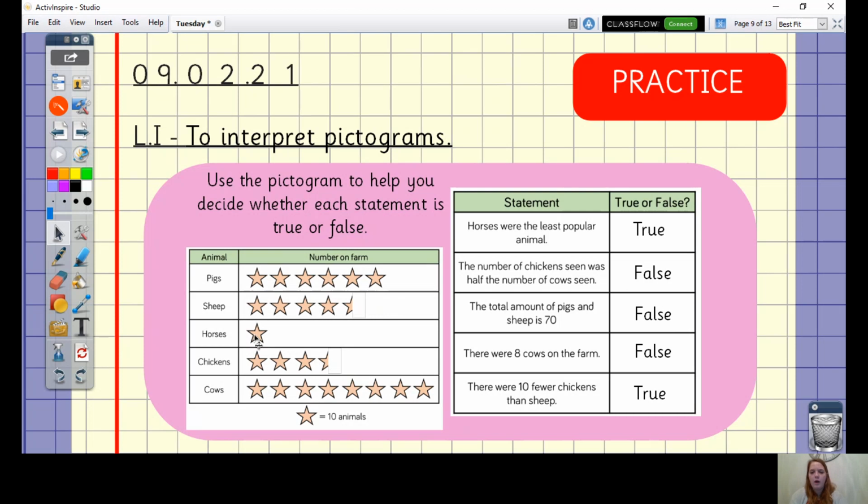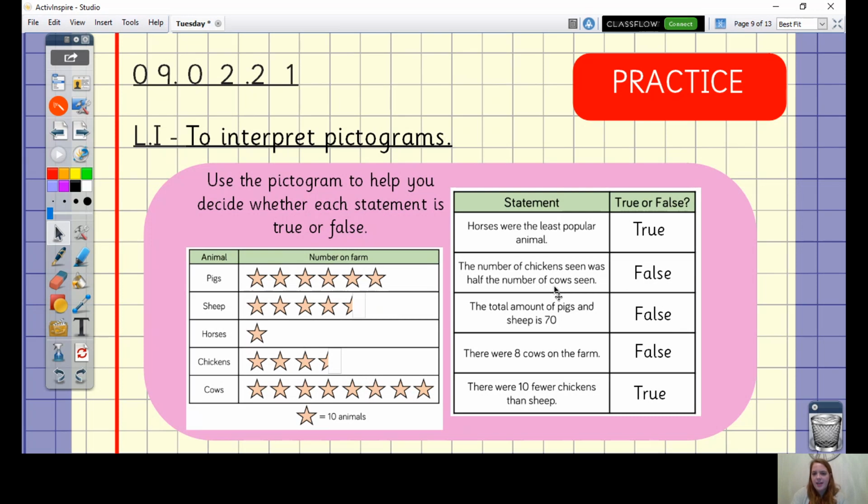And let's work out why. So I know that my key represents 10. So each star represents 10 animals. So I'm going to count the number of chickens, first of all, counting in tens. 10, 20, 30. Oh, again, I've got half a star here. I wonder what half a star represents. If a whole star represents 10, what does half a star represent? Represents 5. So there are 35 chickens.